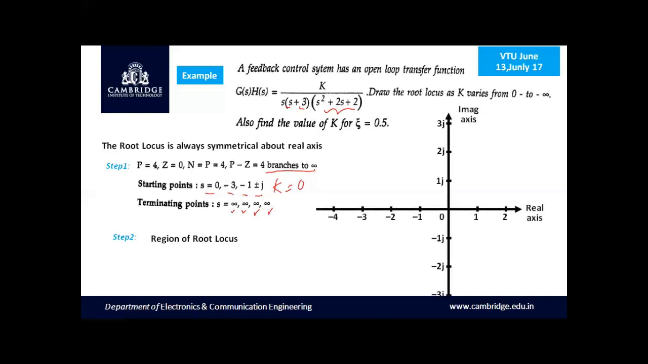Let us plot the poles and zeros. We have a pole at s equal to 0 and at s equal to minus 3, and we have a complex conjugate pair at minus 1 plus j, that is the intersection point of the real and imaginary parts. And we have another complex conjugate pole at minus 1 minus j.